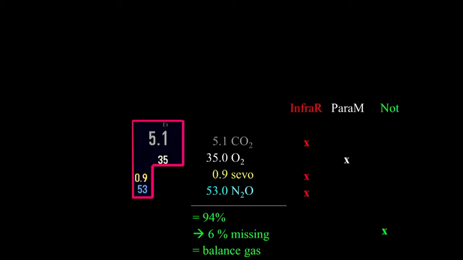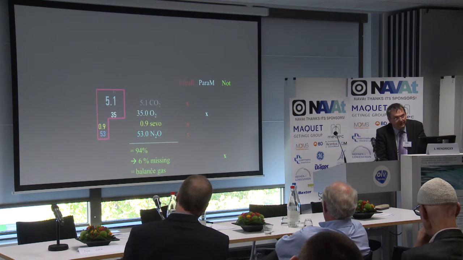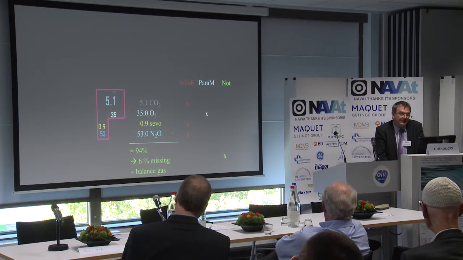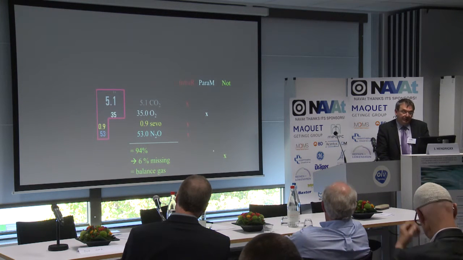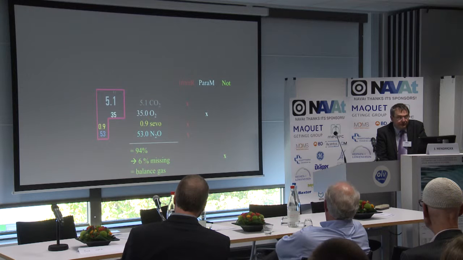If I add up all these numbers here, I only come up to 94%. So there's 6% missing. So what might this be? Well, it's called the balance gas. To get to 100%, you need another 6%, and this is probably nitrogen. These gases we measure using infrared. Oxygen is measured using paramagnetic technology, but there's a series of molecules that are symmetric, other than oxygen, that we cannot measure. So this is 6% of nitrogen probably.